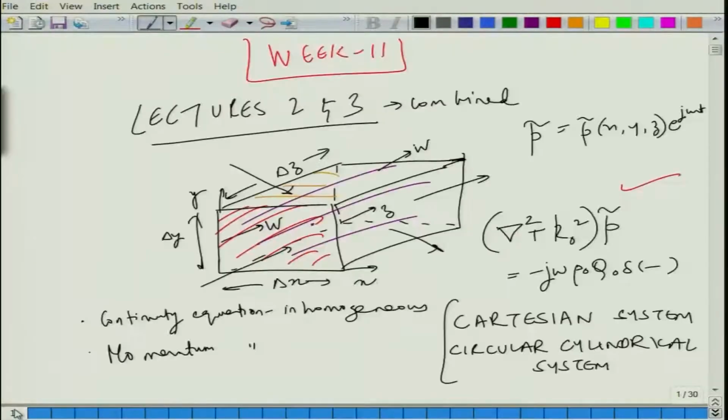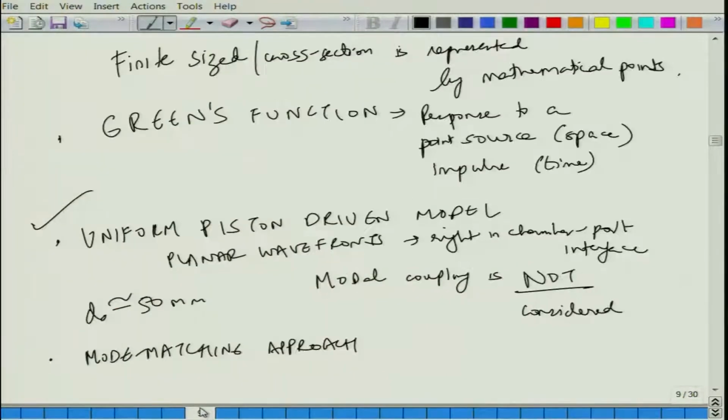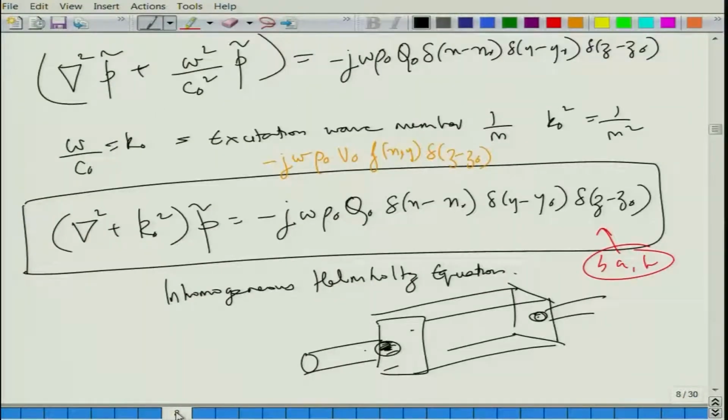And hopefully we will also be able to see some MATLAB simulations. What we need to do is probably revisit the contents of the last presentation. So basically, we had the Green's function coming in somewhere here. This was the Green's function in the Cartesian system, subject to the point source representation of the port, and this was for the uniform piston model, both in the Cartesian system.